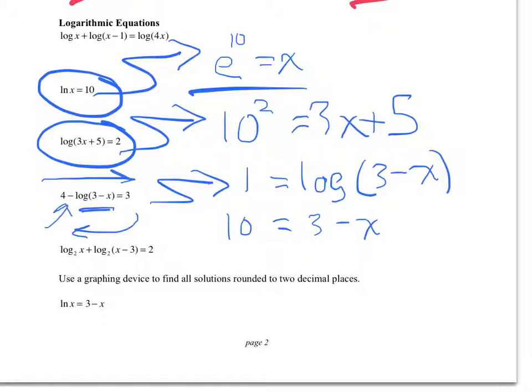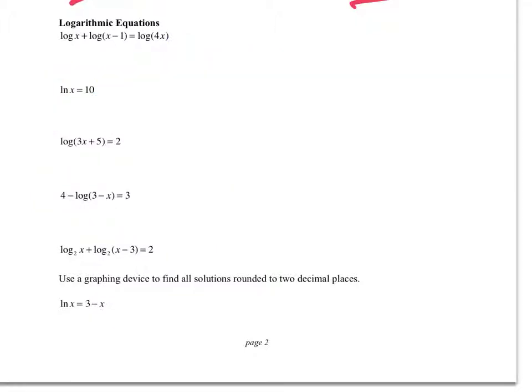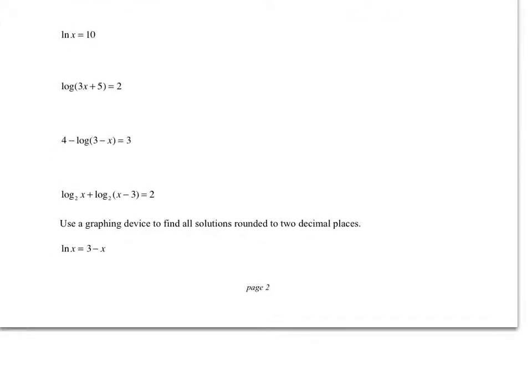So I'll help you with the last one here, which I think is more challenging. Here it is. The log base 2 of x plus the log base 2 of x minus 3 is equal to 2. Well, let's use properties of logs.